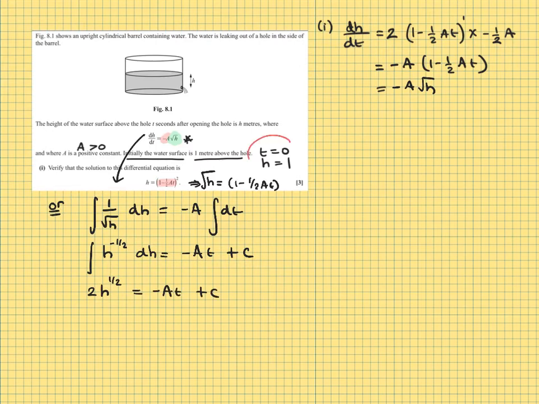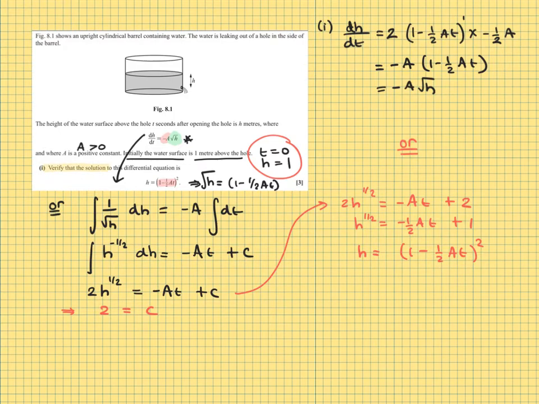Now, we're given this piece of initial information, t equals 0 and h equals 1, which gives us 2 equals c. So that tells us that we can rewrite this result here as 2h to the half equals negative at plus 2. Now let's divide both sides by 2, which gives us h to the half equals negative a half at plus 1. And then h will of course equal the square of this, which gives us this result here. So you can see there's two possible methods here, and perfectly valid to use the first method.